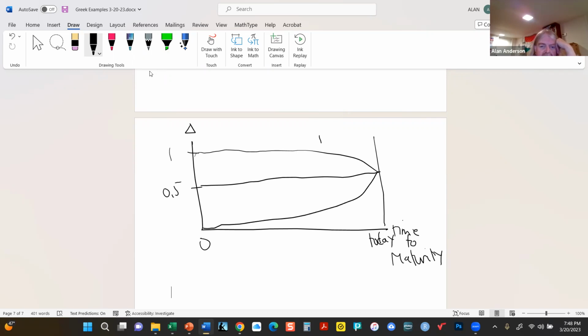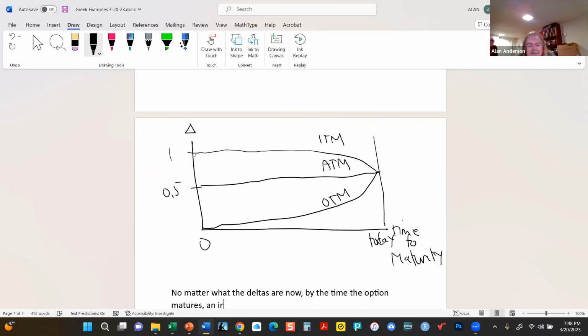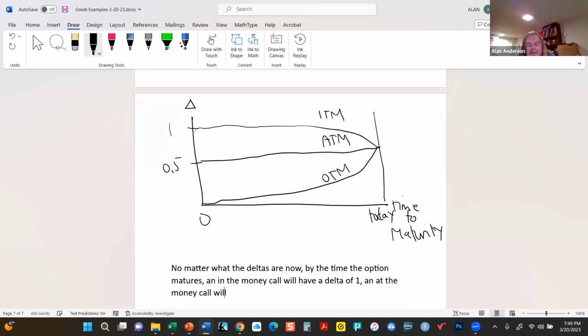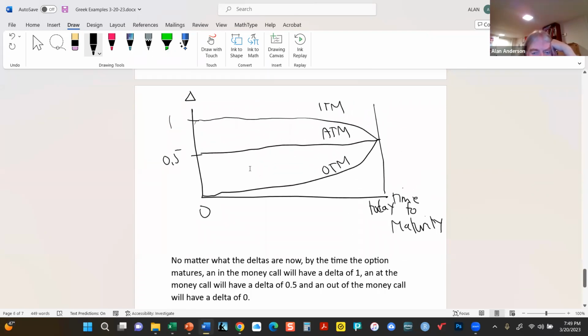So this is an in the money option. This is at the money, and this is out of the money. And what it's trying to show you is that no matter what the deltas are now, by the time the option matures, an in the money call will have a delta of 1, an at the money call will have a delta of a half, and an out of the money call will have a delta of 0. So in other words, they do change over time. And they do have to converge to one of these 3 extreme cases: 1, a half, or 0.